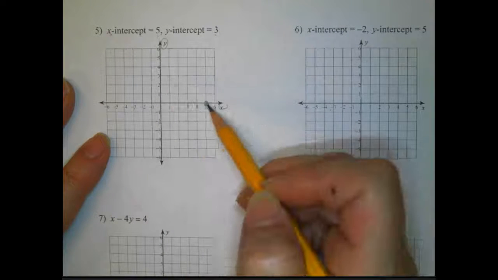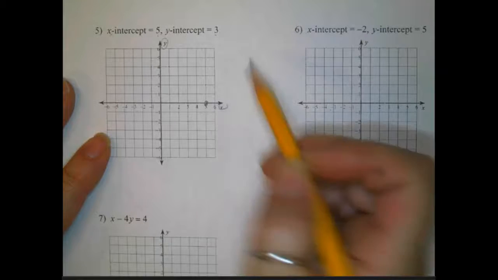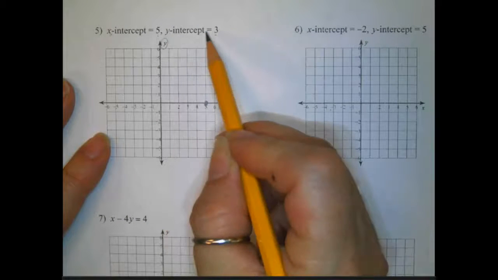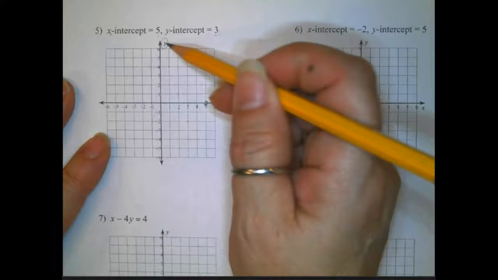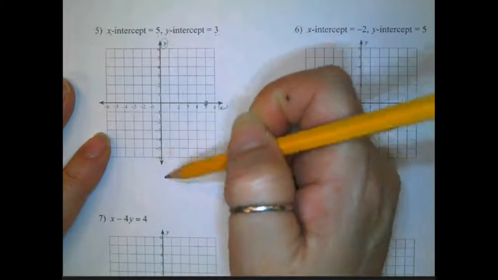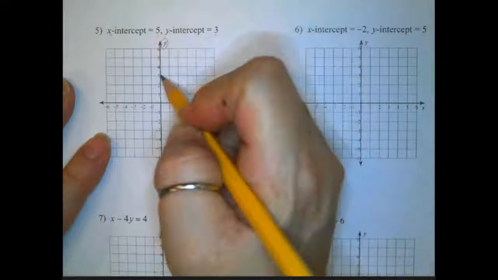So we're going to find 5 on the x-axis and put a point there. It says y-intercept equals 3. So that tells us that this line is going to cross this y-axis at positive 3. So we're going to find positive 3 and put a point there.